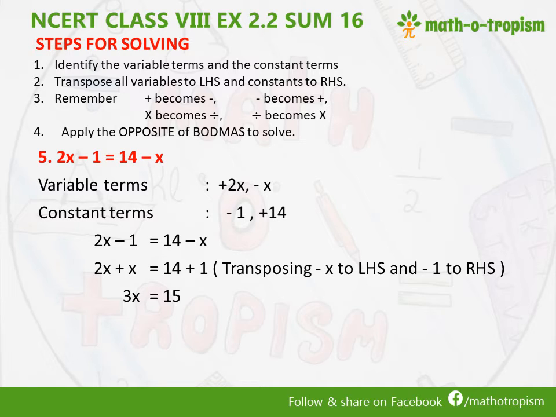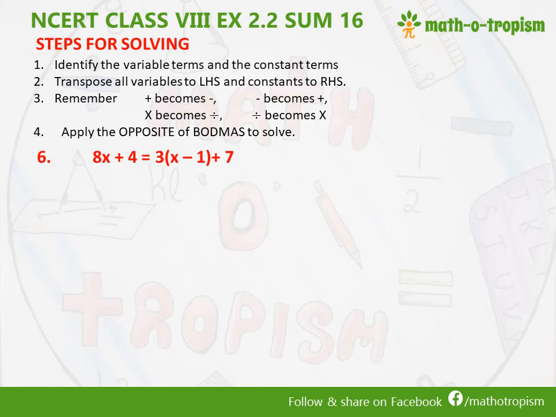So 3x is equal to 15. When we bring the 3 to the right hand side, it becomes x is equal to 15 divided by 3, which is 5. Here we are transposing 3, which is in multiplication, to the RHS, so it becomes division. So x is equal to 5.